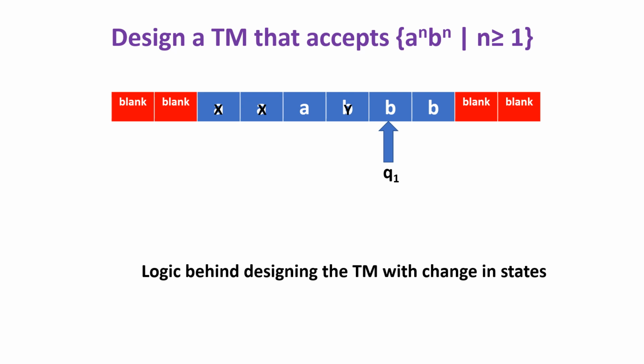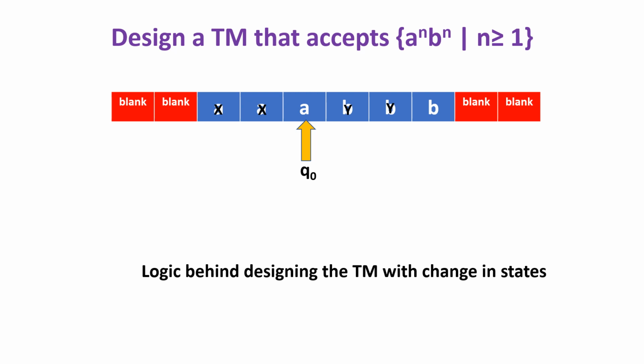Again, Q1B. Then what to do? Replace B as Y as it is the leftmost B. Change the state and move back to the left. So now the state is changed from Q1 to Q2. And now we'll keep moving to the left until we come across the first X. Q2Y, keep Y as it is, move towards the left. Q2A, keep A as it is, move towards the left until I get an X.